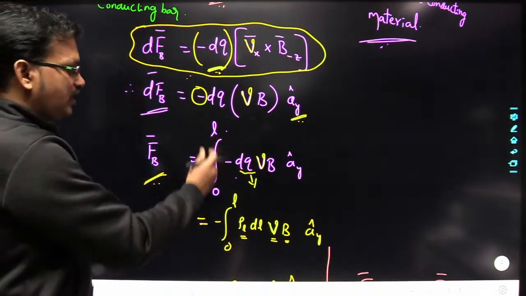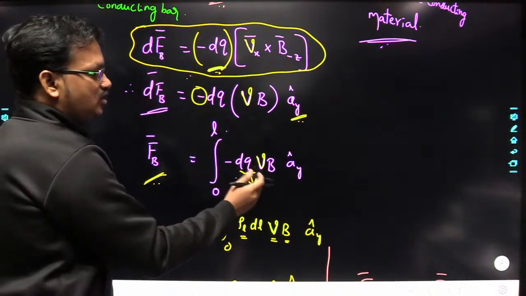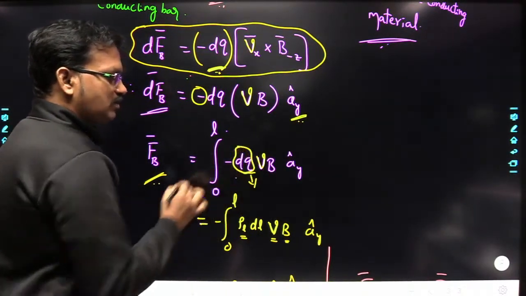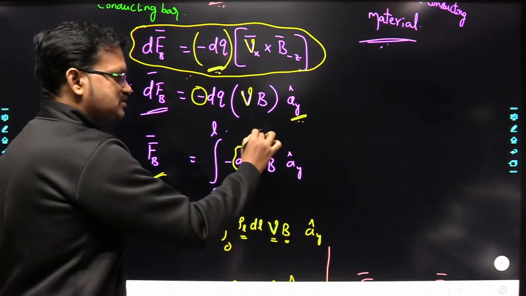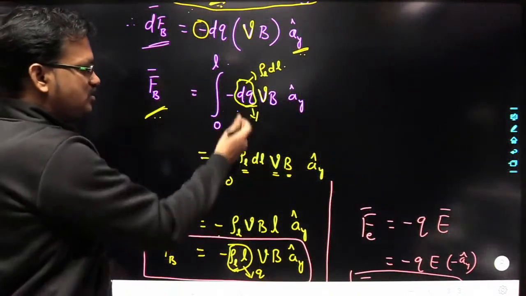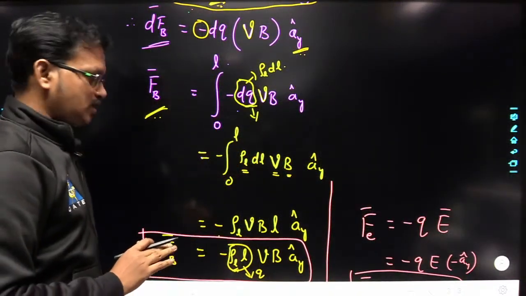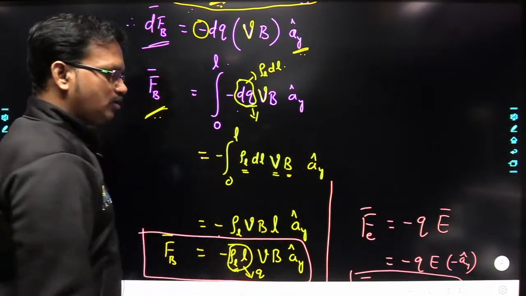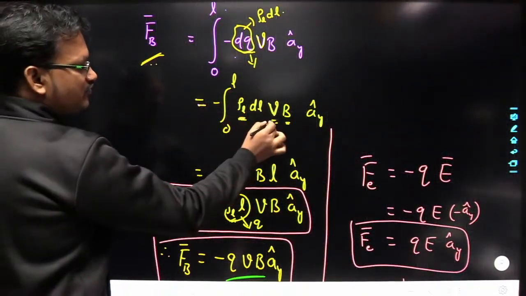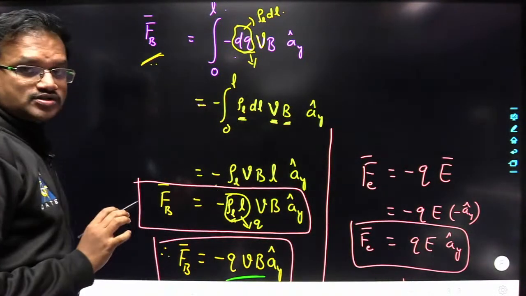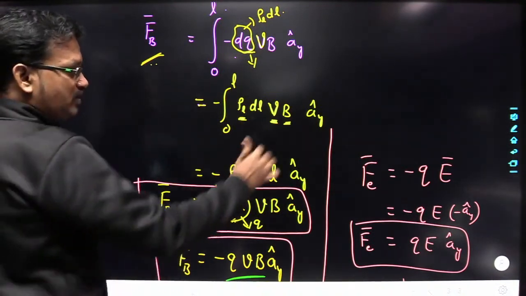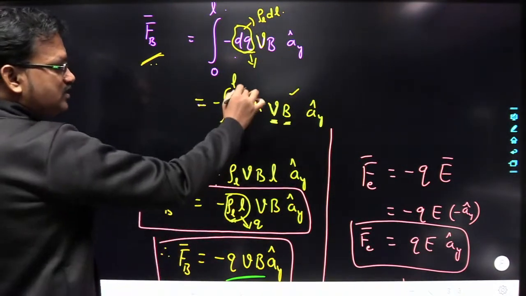So that is equal to the integral from 0 to L of minus dq VB Ay cap. Where this dq is nothing but the small differential charge, which we can represent as rho L into dl. So I have replaced this dq with rho L into dl. Understood? Okay. So V into B into Ay cap. So if you integrate this one, what are you going to get? Here rho L is constant, velocity is constant, B field is also constant. Our conducting bar is moving with some constant velocity. Understood?